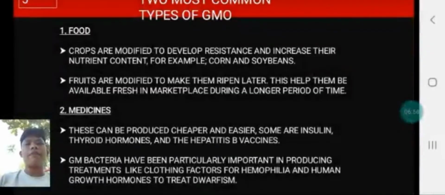Next, number 2 is medicines. This can be produced cheaper and easier. Some are insulin, thyroid hormones, and the hepatitis B vaccines.